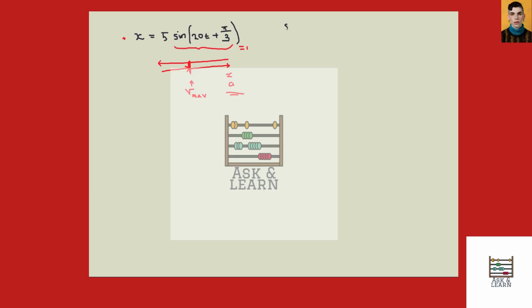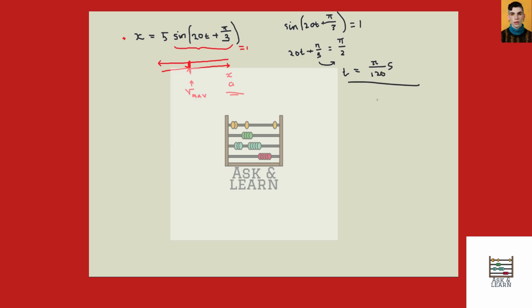So what we can say is that sine(20t + pi/3) is equal to 1. So now what we can say is that 20t + pi/3 is equal to arcsine 1, which is equal to pi/2. Rearranging this by subtracting pi/3 from pi/2 and dividing by 20, we obtain that the first time, so t, when the velocity reaches 0, is pi/120 seconds.